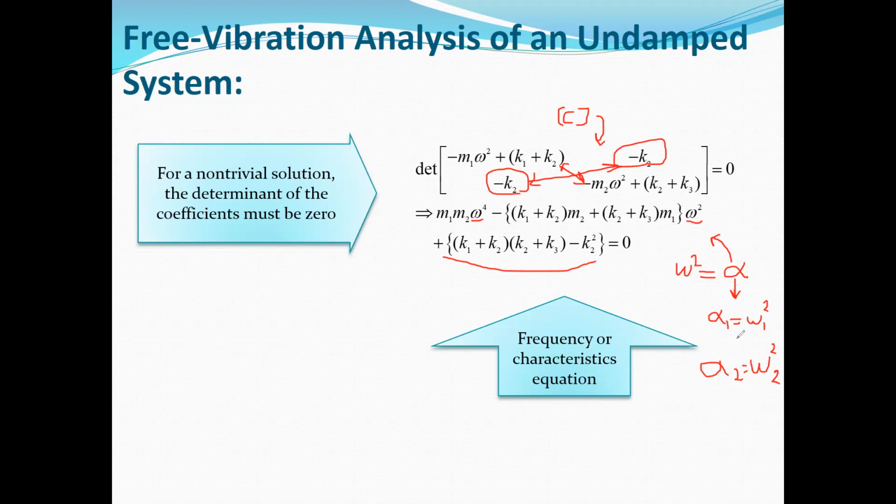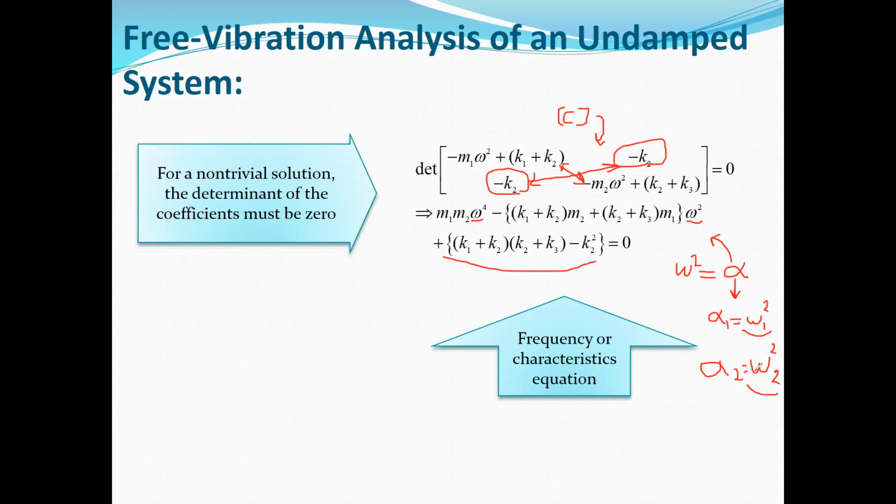So here in this case, when you obtain alpha 1 and alpha 2, which are equal to omega 1 squared and omega 2 squared, this omega 1 is the first natural frequency, and omega 2 is the second natural frequency, or the first eigenvalue and the second eigenvalue. If the system was, for example, 3 degrees of freedom, we would need to obtain 3 natural frequencies.